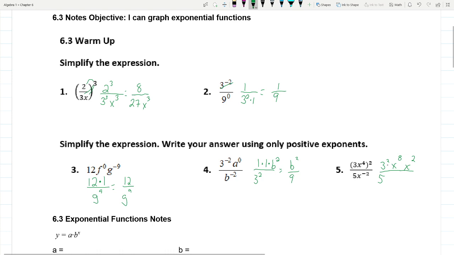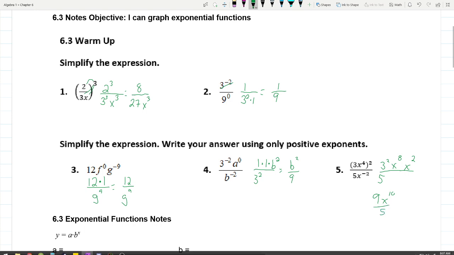All right, I can start to simplify this. 3 squared is 9. X to the 8th times x squared, when it's multiplying, it's like addition, so I get x to the 10th over 5. That's as far as we go. All right, that's the warm-up. Have a good one.